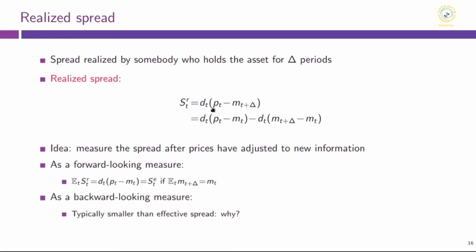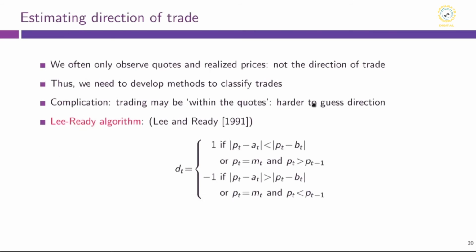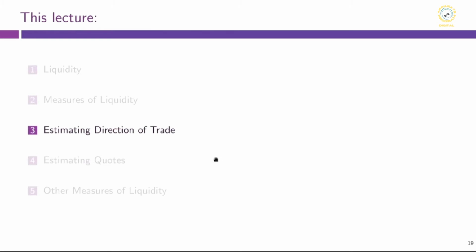We need data on the directions of trade. We need data on the realized prices of the transactions. And we need the quote data to calculate the mid-quote. It is not always the case that you have access to all of this data. So let us look at what you can do if you are missing some.